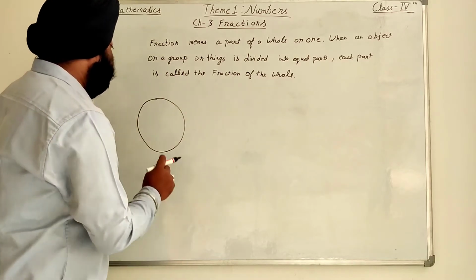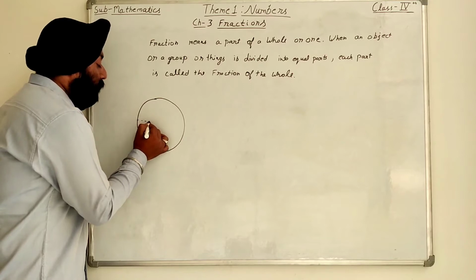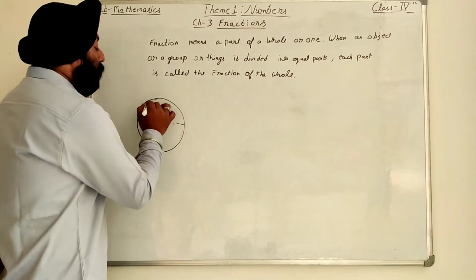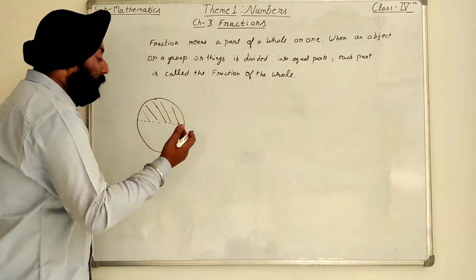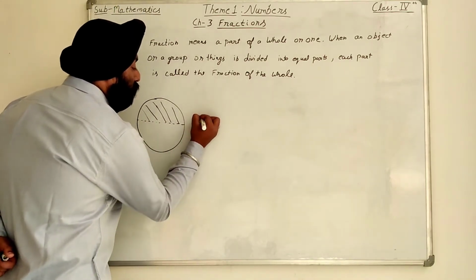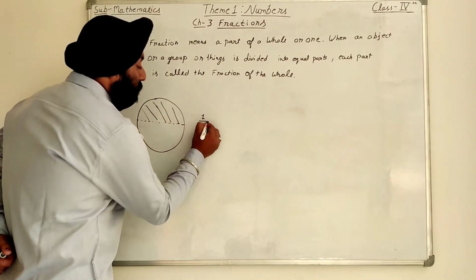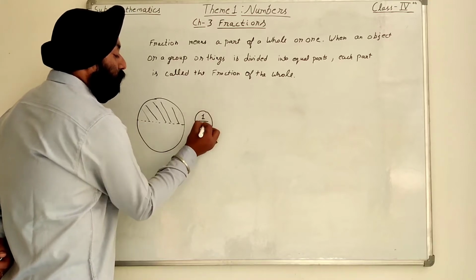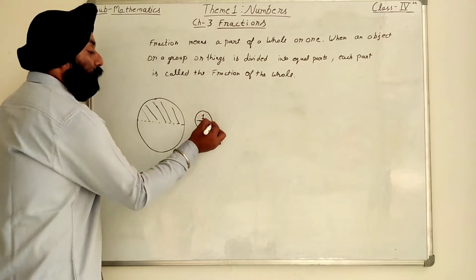Means if you see this is a circle, or we can say that it is a chapati. If we divide this chapati into two parts, one part is eaten by me and one by my brother. So what part is eaten by me? One part out of two. Total is in the denominator and one is in the numerator.